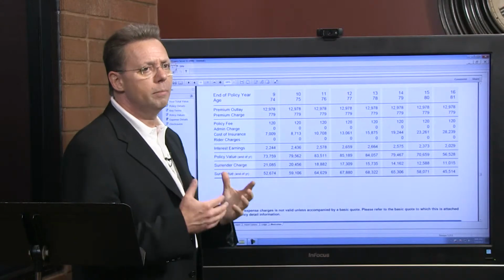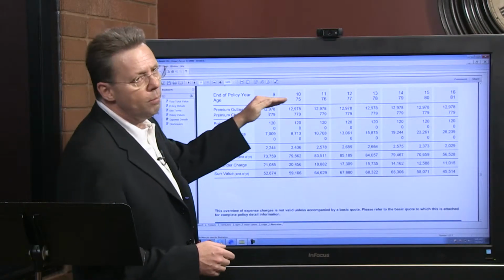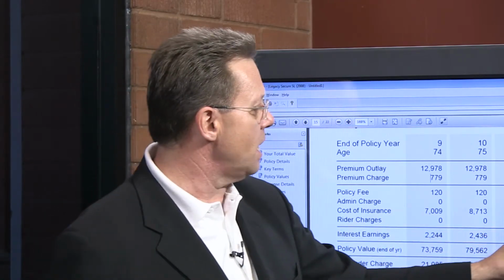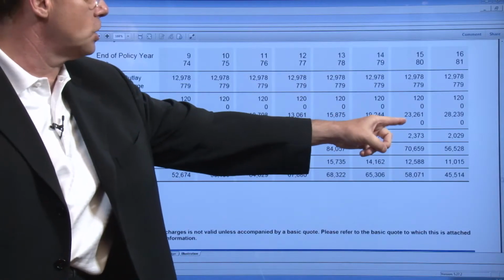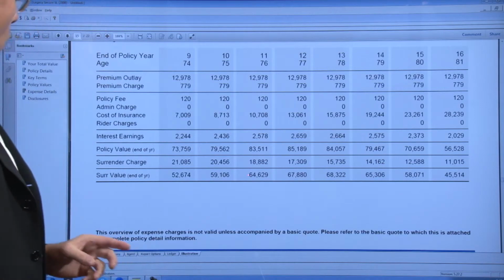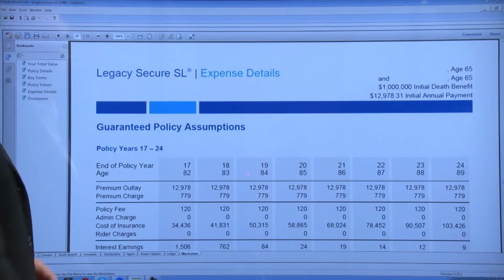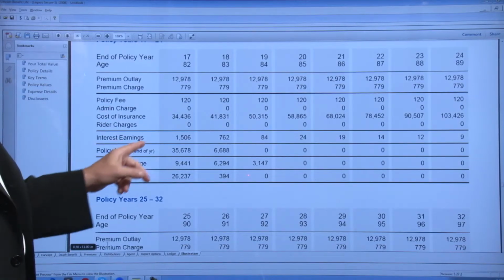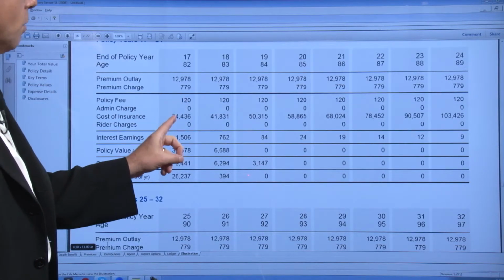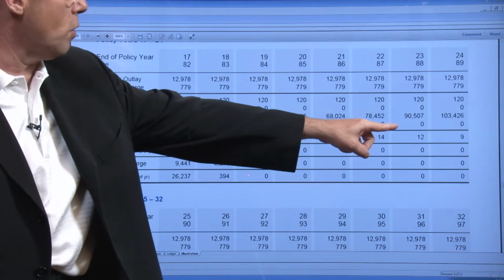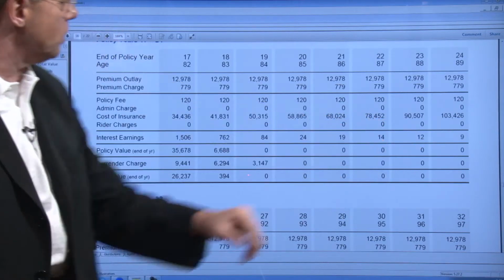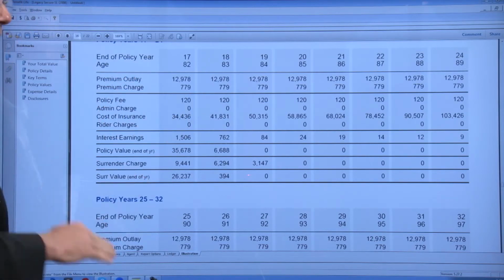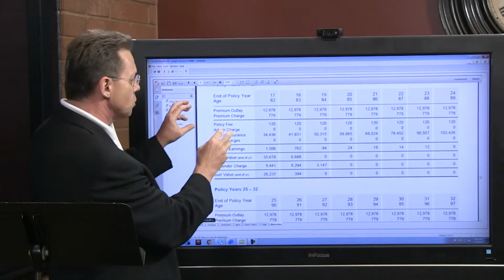When you're looking at permanent insurance, we pay a little bit more over the ART charge, but eventually look at these numbers. The ART charge, in the 15th year, is $23,000, and we're paying almost, not quite, half that amount. Then when you look at these numbers, it gets colossal. Cost of insurance goes from year 17 at $34,000, to year 24 at $103,426. But you're still paying $12,978. That's the beauty of guaranteed universal life.